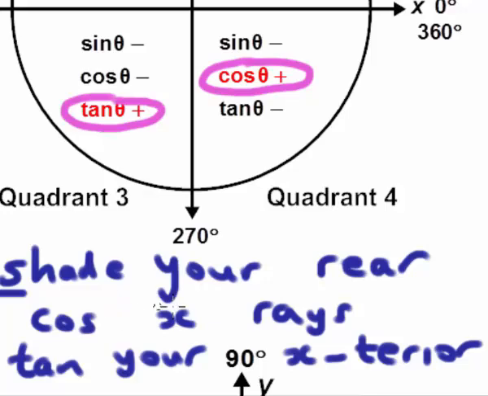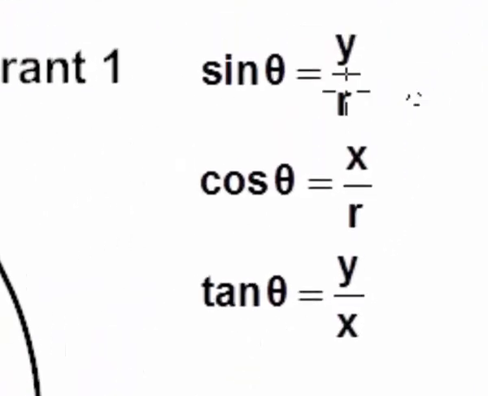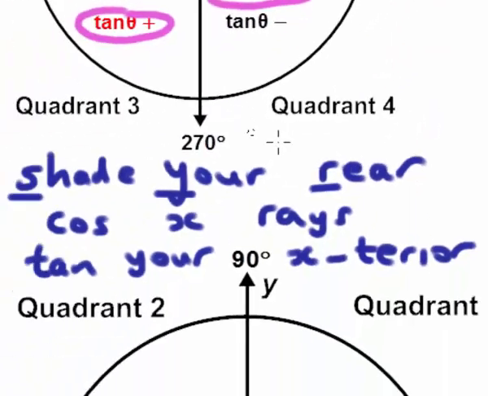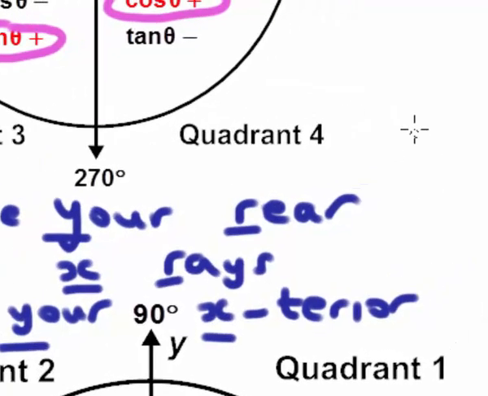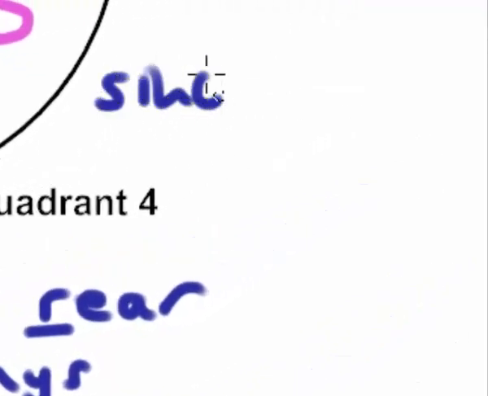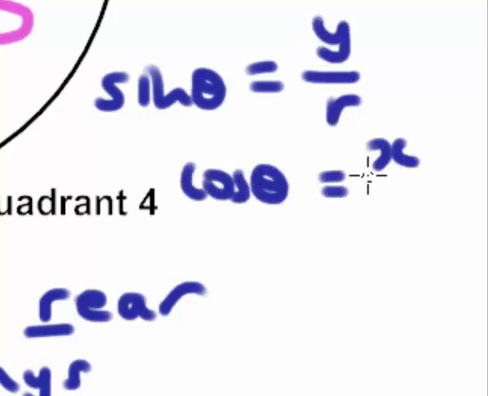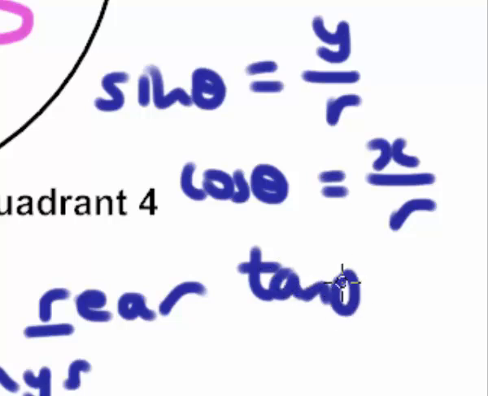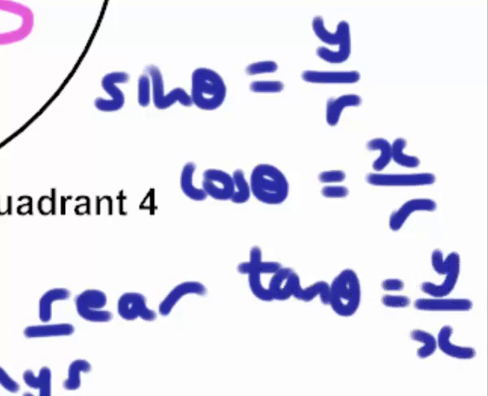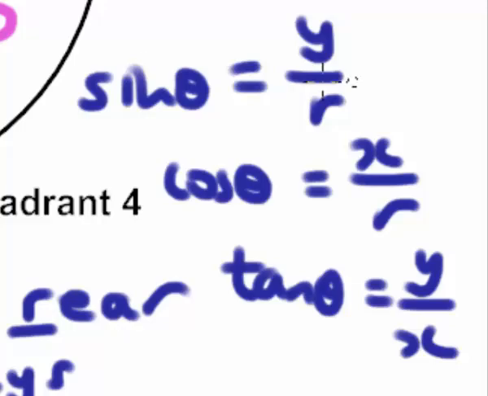Now watch that. Sine is y over r. Look there. Shade your rear, cos x over r, tan y over x. Shade your rear. Remember sine. Shade your rear, cos x over r, tan your exterior. Okay, you got it there, and that helps you.